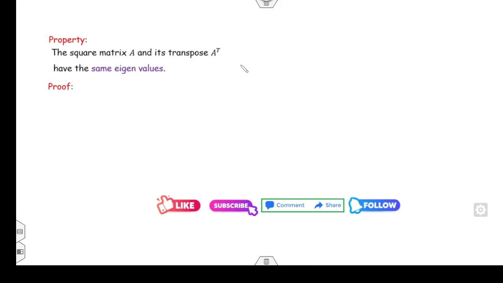Second property: the square matrix A and A transpose. For example, if my A is 1, 2, 3, 4, 5, 6, 7, 8, 9. And what is the A transpose?